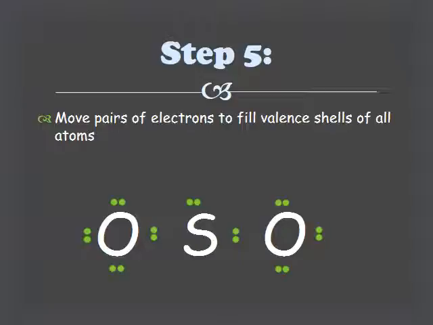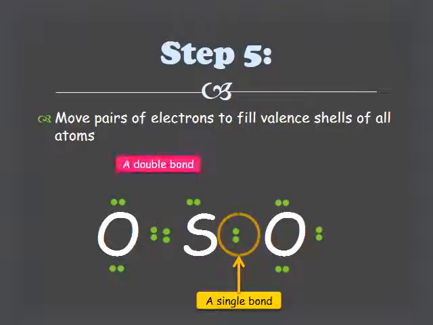Once you've got this down, do it in pencil, and move pairs of electrons to fill the valence shells of all the atoms. So we can move the oxygen around, which means you end up with a double bond between sulfur and oxygen there. You have a single bond when sharing 2 electrons, and a double bond when sharing 4 electrons. So you can now see you've got 1, 2, 3, 4, 5, 6, 7, 8 around the oxygen, 1, 2, 3, 4, 5, 6, 7, 8 around the sulfur, and again 8 around the second oxygen. So far so good.